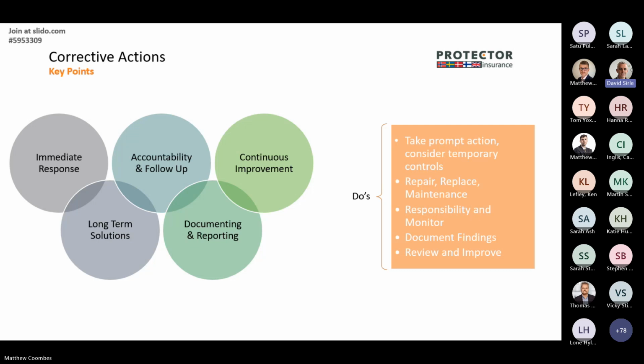So continuous improvement then, corrective actions give you the opportunity to continuously improve by assessing how effective your remedial works were and then making adjustments where required. And as insurers, we love to work with clients who always strive for continuous improvement. There's a few do's on the right hand side, as you can see, so just take note of those as well.